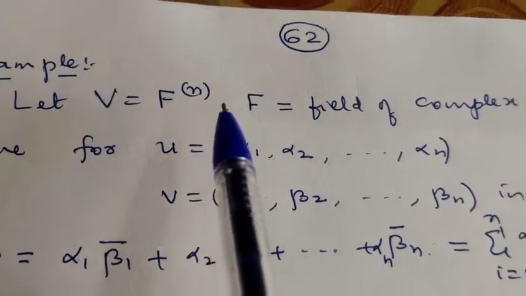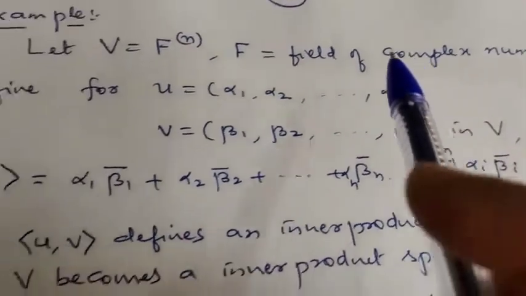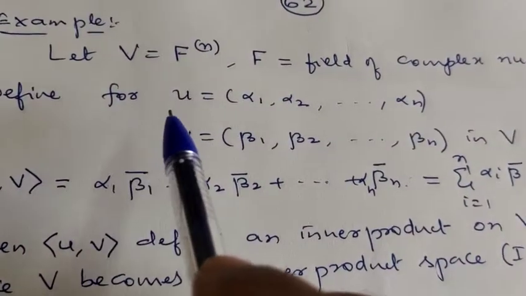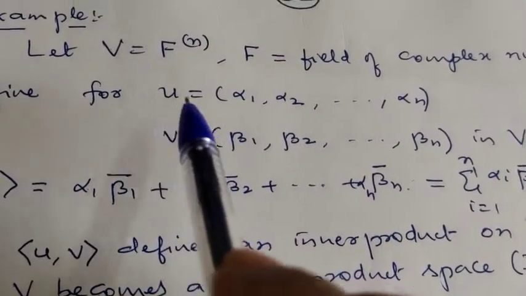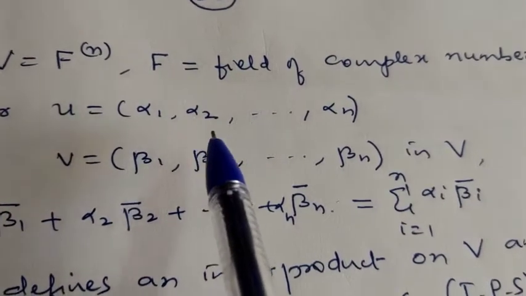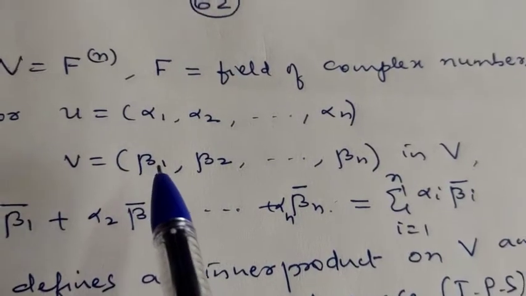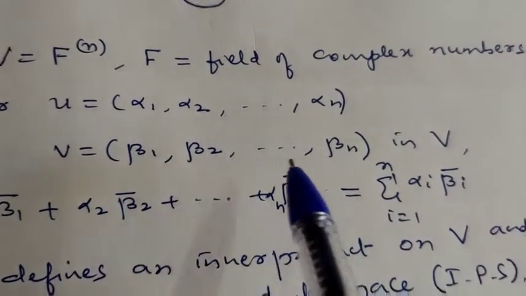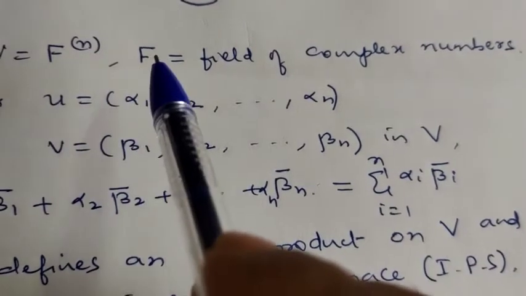I will denote F as the field of complex numbers. Here, in particular, F is the field of complex numbers. So define, for the elements u and v in V: if u belongs to V, then it is the n-tuple of complex numbers alpha 1, alpha 2, etc., alpha n. If v belongs to V, it is the n-tuple of complex numbers beta 1, beta 2, etc., beta n. Each alpha i and beta i are elements of F.